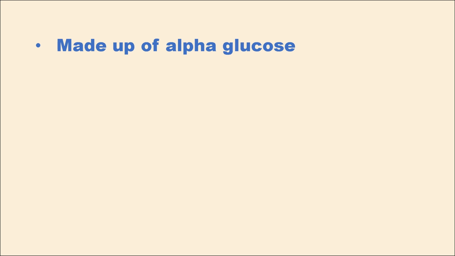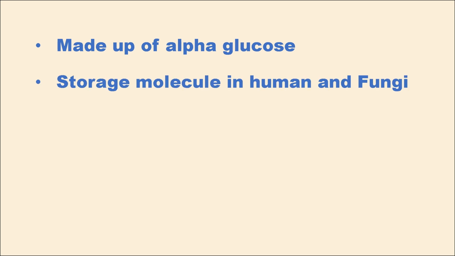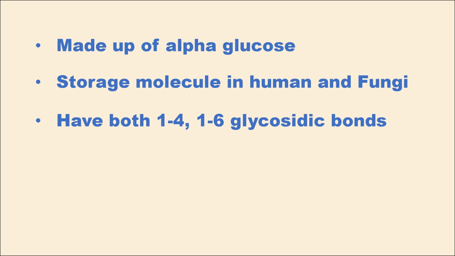First, let's look at some general facts about glycogen. They are made up of alpha glucose, and they are storage molecules in humans and fungi, and they have both 1,4 and 1,6 glycosidic bonds.